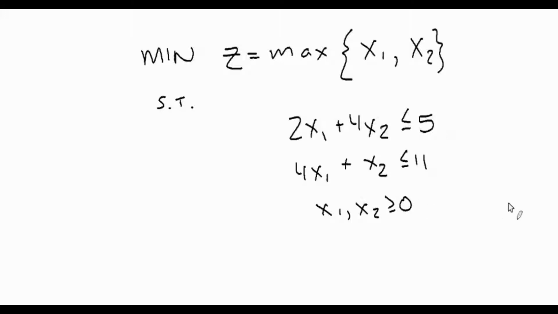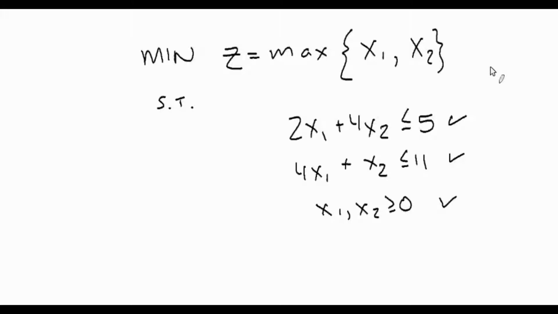Now this problem kind of looks like an LP because it has non-negativity constraints. It has some inequalities. But the objective function is this odd-looking thing that's max over a set. And this function max returns the greater of the values x1 or x2. Note it's not a linear function of either x1 or x2. Therefore, the objective function is not linear. So this is not a linear program.